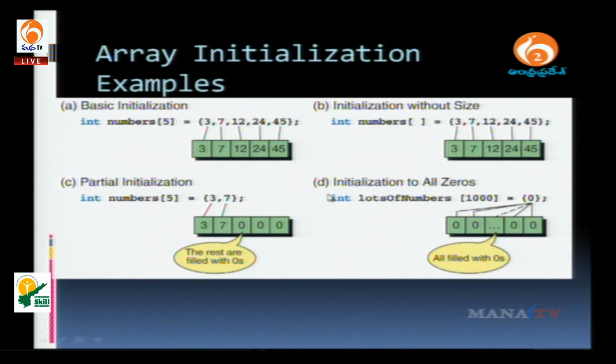Next example D, initialization to all zeros. If you want to initialize with all zeros, just write like this. Within the flower brackets I am mentioning here 0, semicolon. It is totally all the elements filled with zeros.